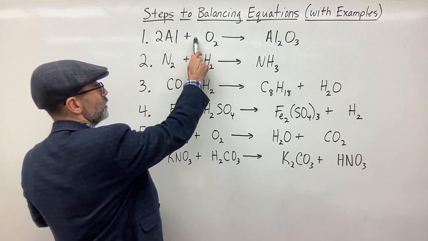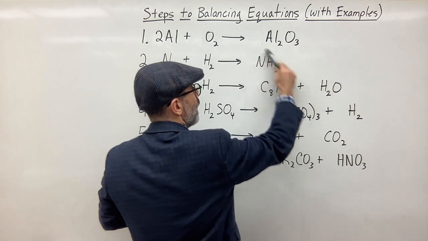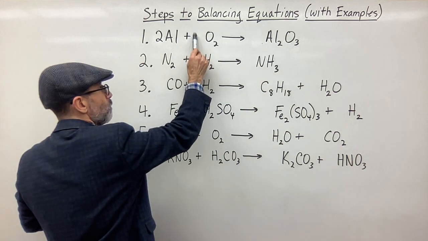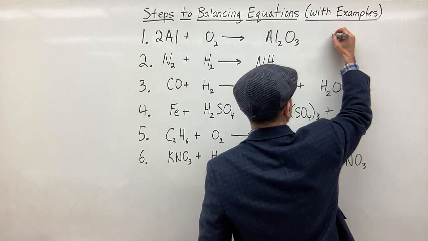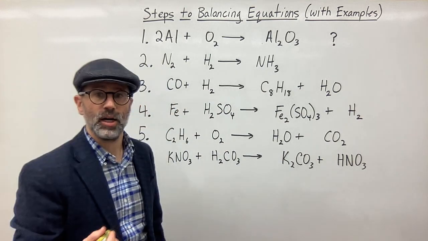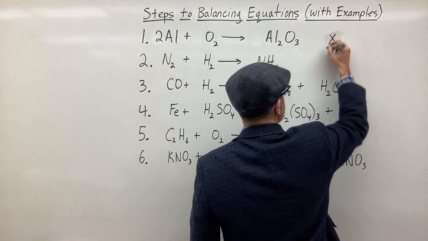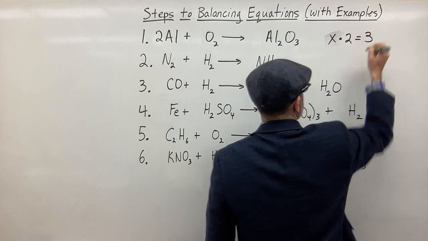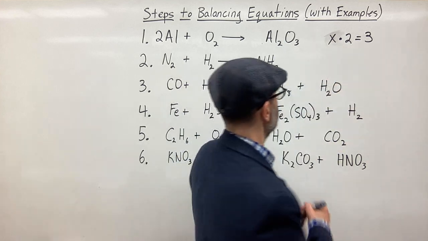I need a coefficient that, when multiplied by 2, is going to give me the total number of oxygens on this side. The total number is 3. So I need a coefficient, something multiplied by 2, that's going to give me 3. So if we write that as an equation, something, we'll put a question mark there, or we could put an X there if you want to do some algebra. So X times 2 gives me 3. So I need to figure out what X is. What times 2 is going to give me 3?